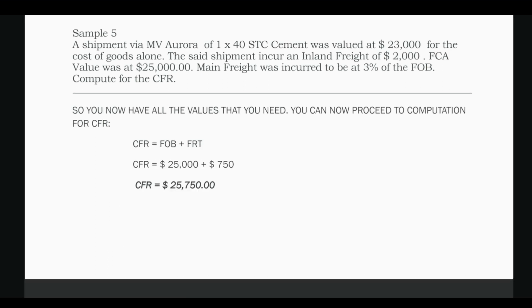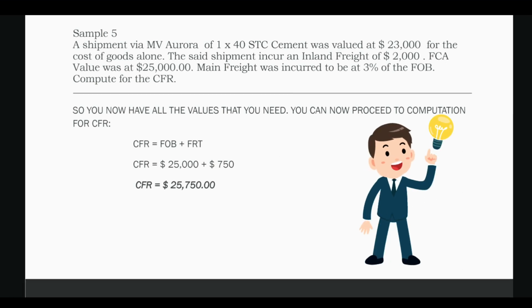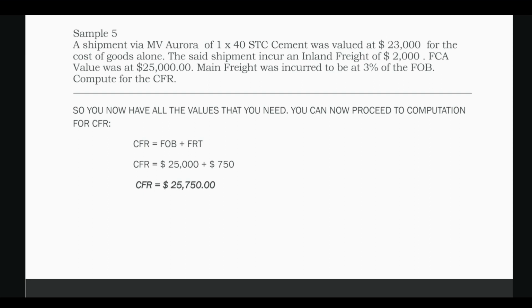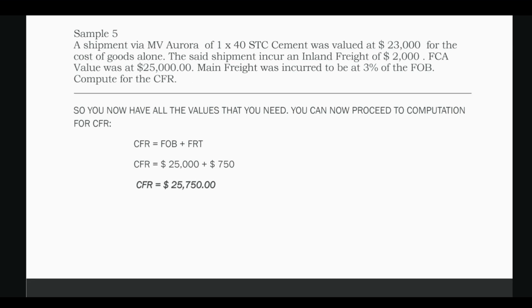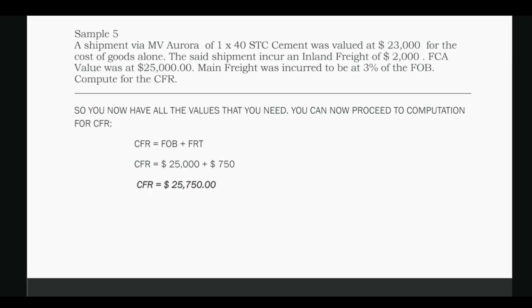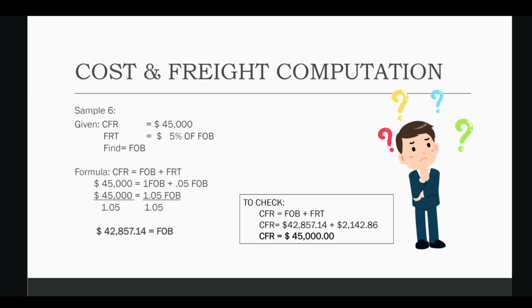Okay, so we now have all the values that we need to compute for the CFR. Again, the formula for the CFR is FOB plus freight. Then we just need to substitute. Your CFR is equal to $25,000 plus 750, which is the freight, and you'll get the value of your CFR, which is 25,750. Okay. Now let's proceed to the next sample problem.